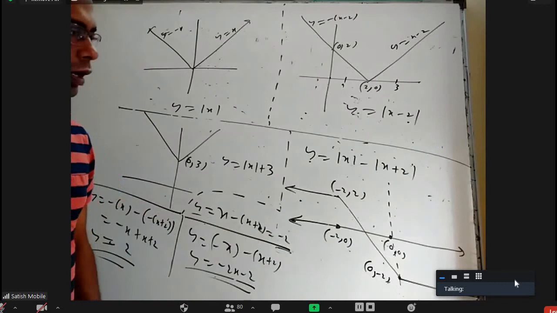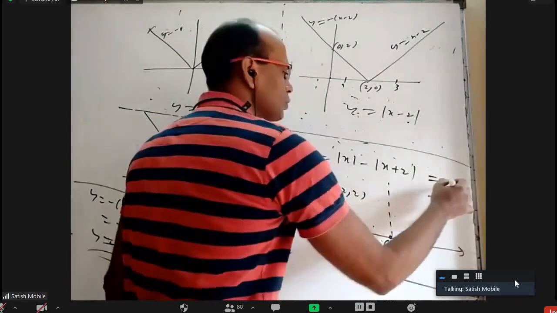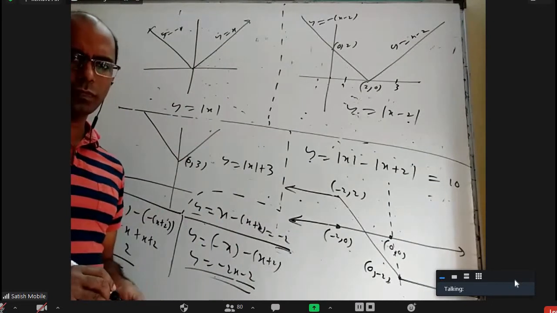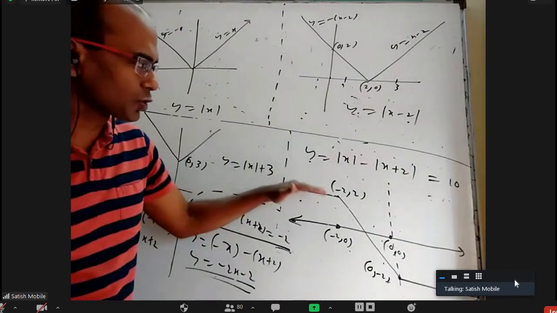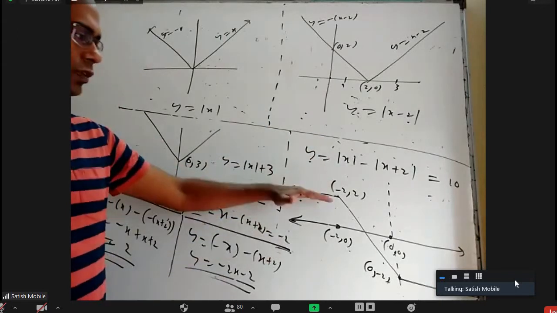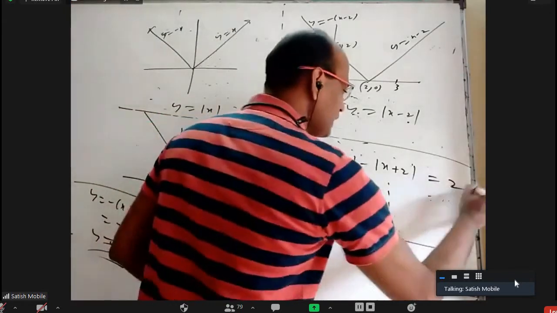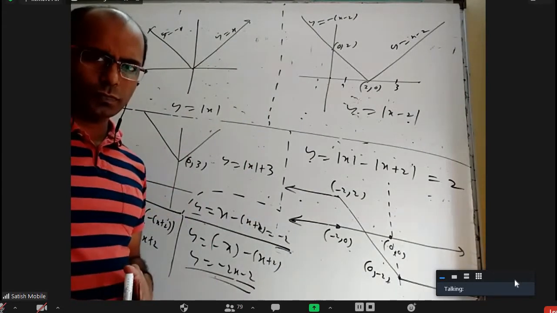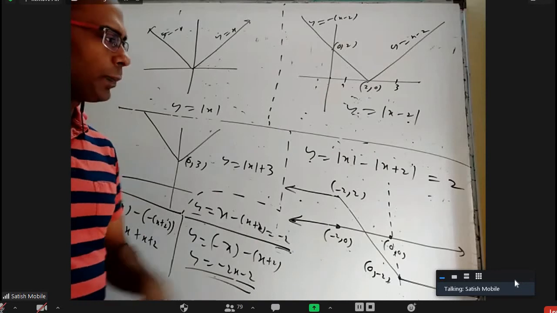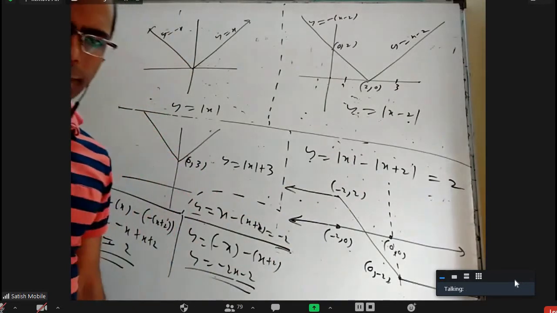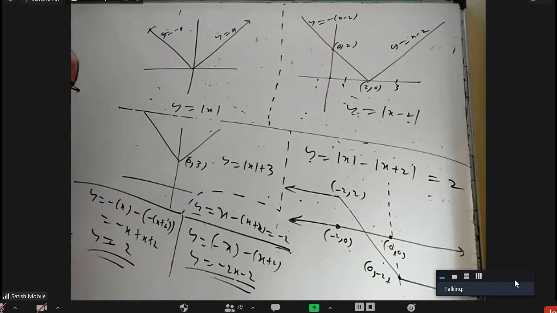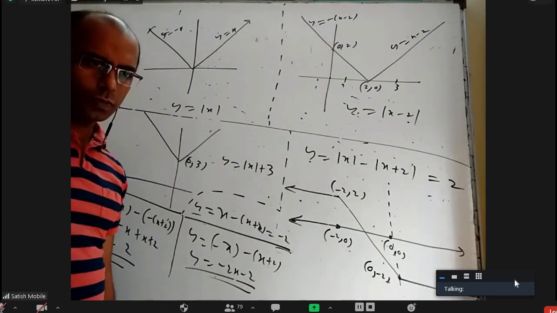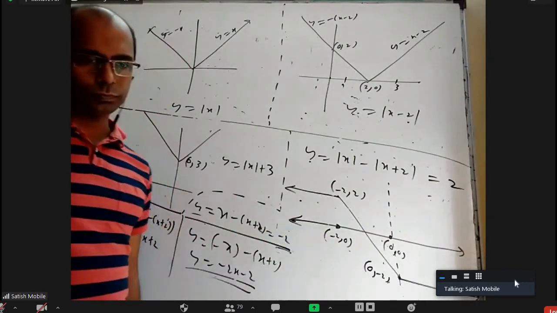Okay. Now tell me, if I take y equal to 10, will I get any solution? No. Its maximum value is 2. If I take y equal to 10, I will not get any. It cannot be more than 2. It is maximum 2. If I take exactly 2, will I get some solutions? Yes, sir. What is the complete solution set for this? Minus infinity to minus 2.